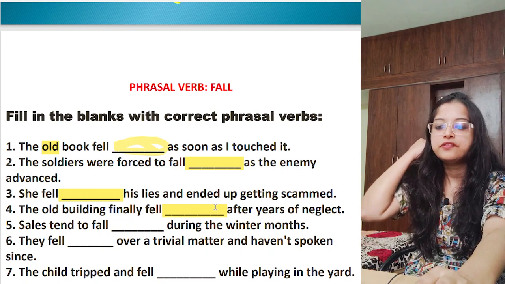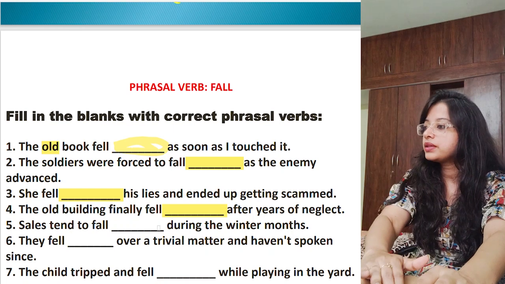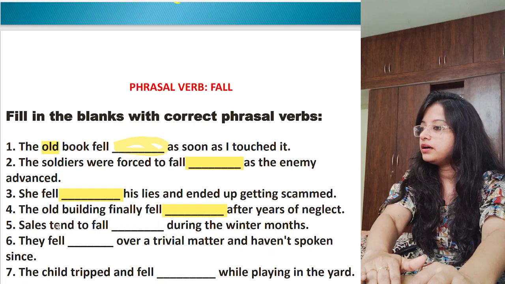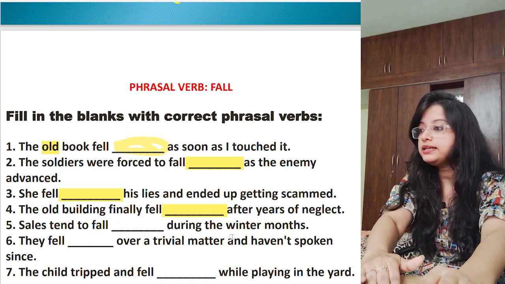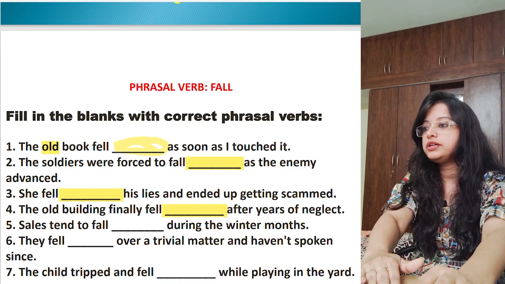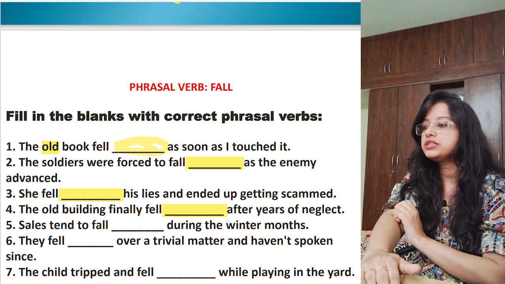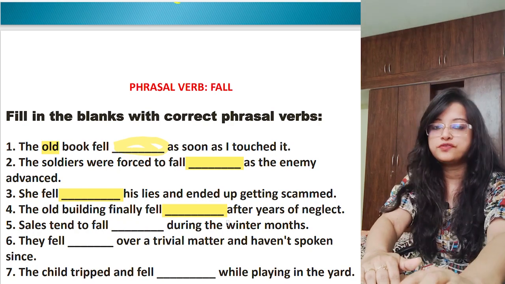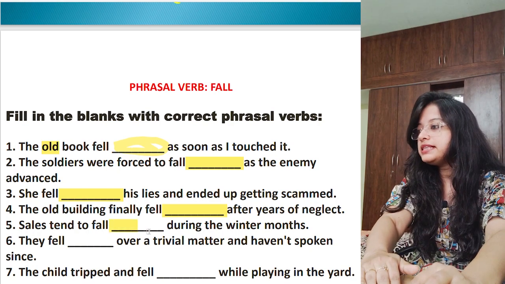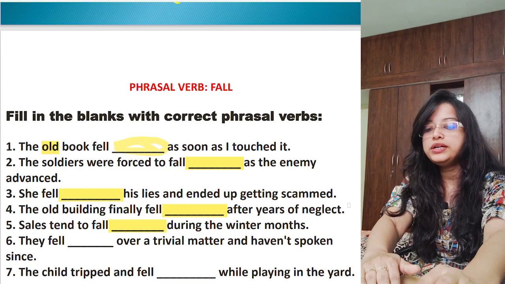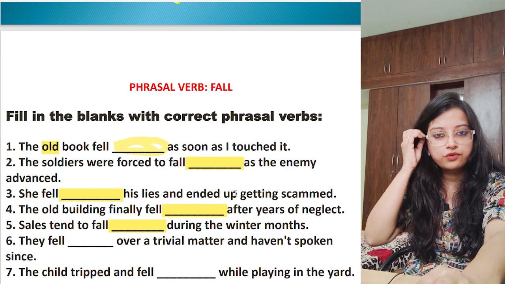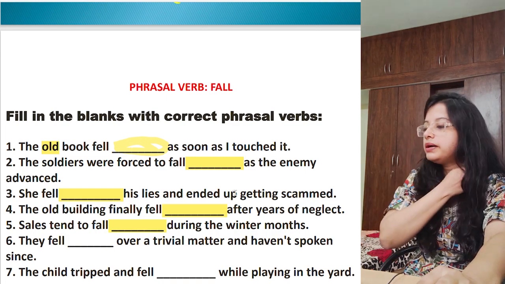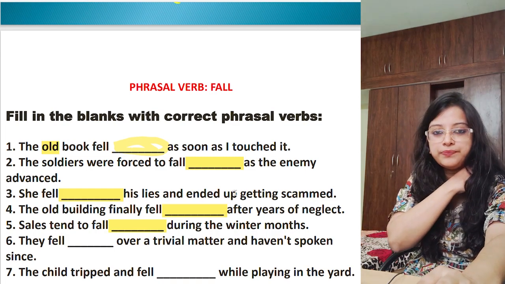Fell for. Next one: The old building finally fell dash after years of neglect. Fell in after years of neglect, meaning it was destroyed because it was neglected for a long time. Next, sales tend to fall dash during the winter months. Sales tend to fall off, meaning sometimes in the winter months, it is not working properly, right?